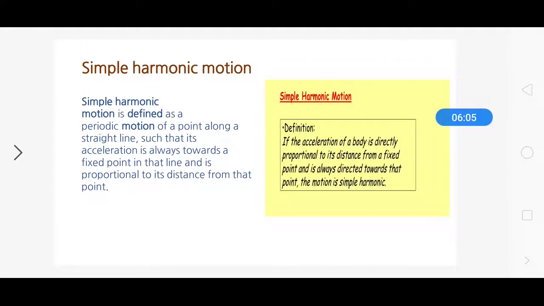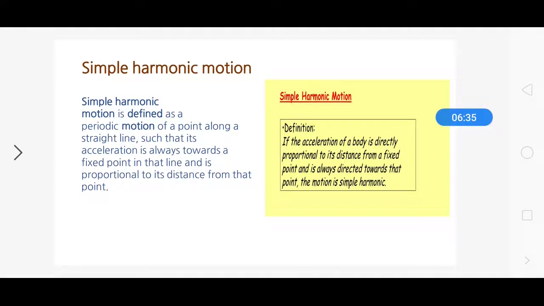Then we go for simple harmonic motion here. Why do we learn about periodic motion before going to learn about simple harmonic motion? Because simple harmonic motion is, first of all, a periodic motion. The simple harmonic motion is a periodic one. So simple harmonic motion is defined as a periodic motion of a point along a straight line.